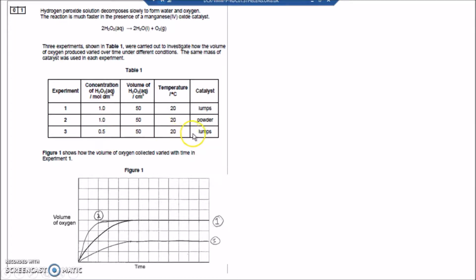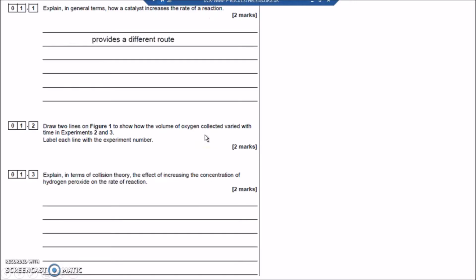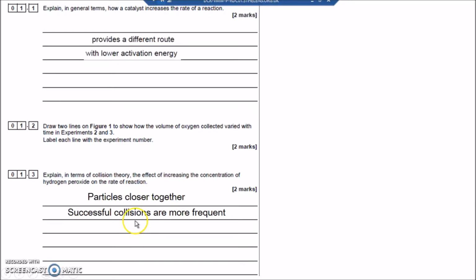Experiment number 3 is going to go at the same speed as experiment number 1. So it's going to reach the maximum amount of product at the same time here, but it'll go more shallowly because it'll produce more slowly, because you've got lumps of catalyst and you've got a lower surface area. Explain in terms of the collision theory. Increasing the concentration of hydrogen peroxide, the particles are closer together, so you'd have more frequent successful collisions. Successful collisions would happen more frequently because the particles are closer together.